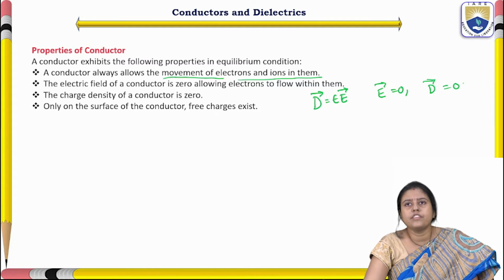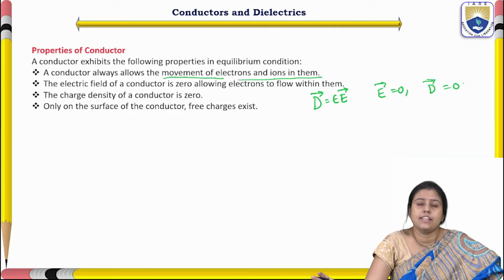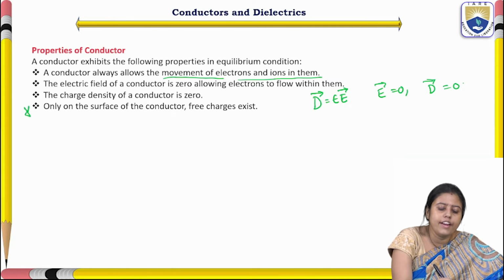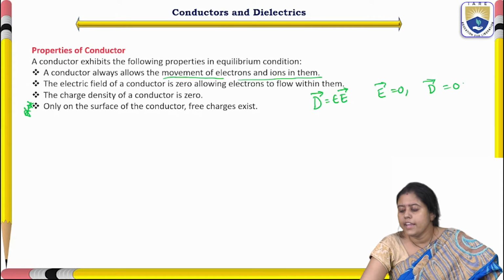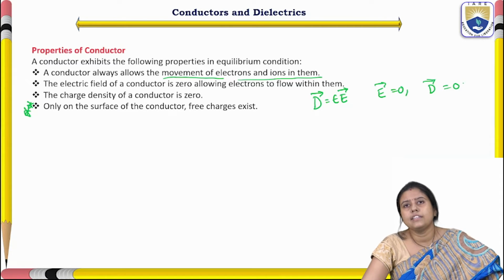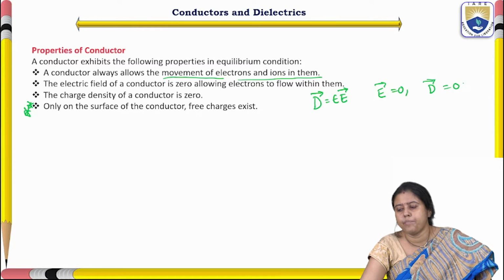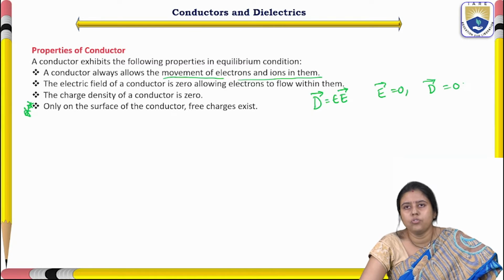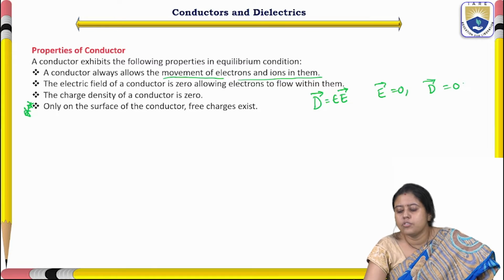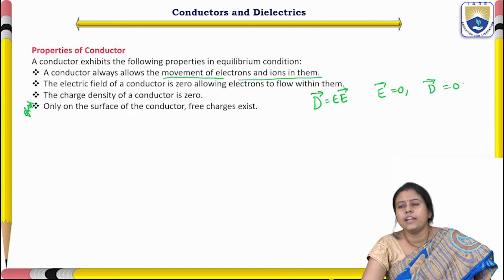Free charges exist only on the surface of the conductor. This is a very important property of a conductor. In a conductor, the charges only stay on the outside of the surface. Inside the surface there is no charge. No charge exists inside the conductor. So that's why the induced charge of a conductor is always on the outside of it.